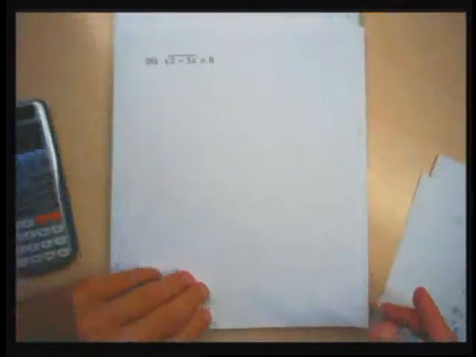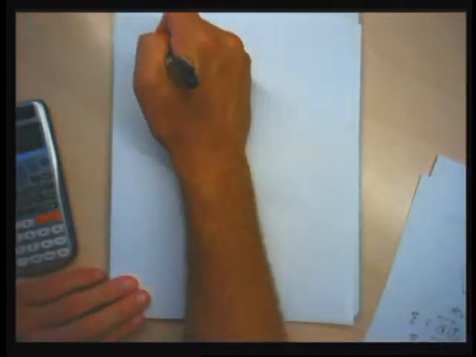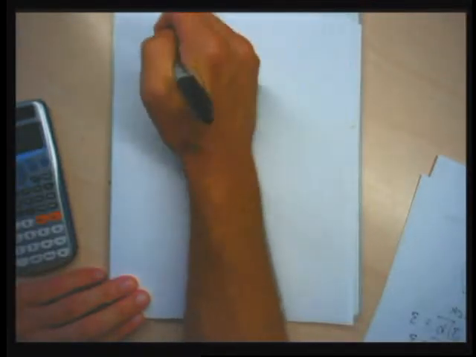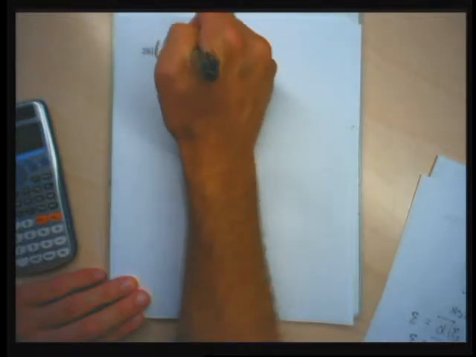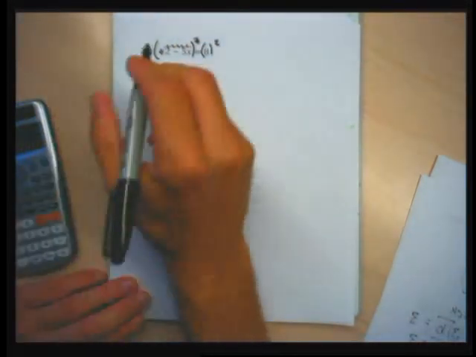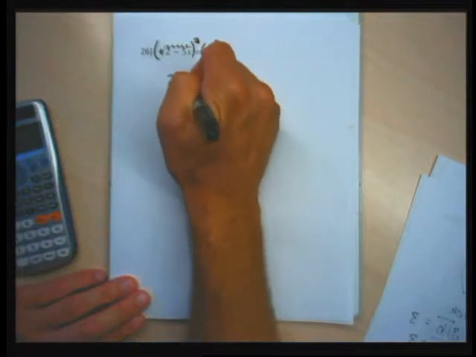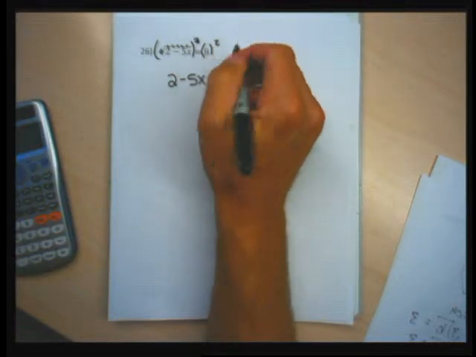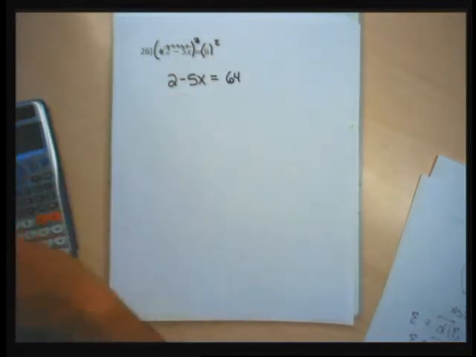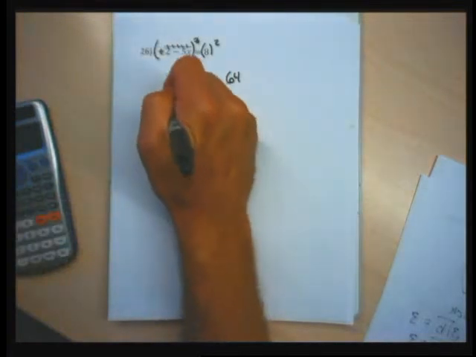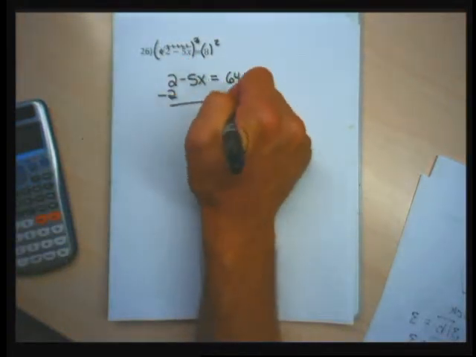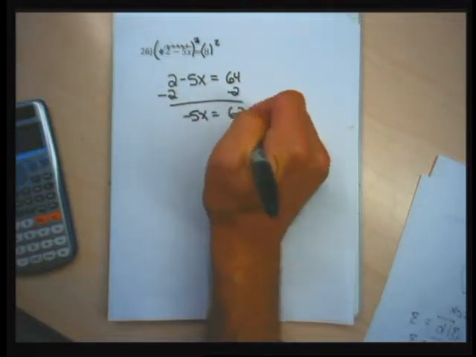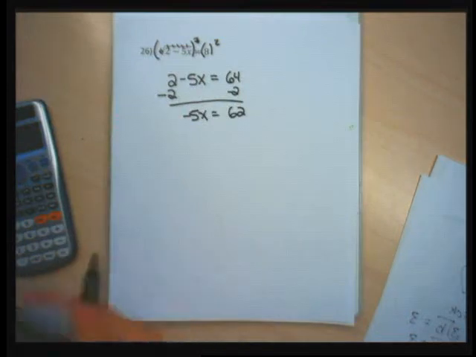26 has a square root, so I'm going to do something similar for 26 that I did for the last problem. Squaring gets rid of a square root. So on the left side, if you cancel out the square root symbol with the square, you're left with 2 minus 5x. And on the right side, you have 8 squared, which is 8 times 8, which is 64. Now I'm going to subtract 2 from both sides and get minus 5x equals 62. And then I'm going to divide both sides by minus 5.